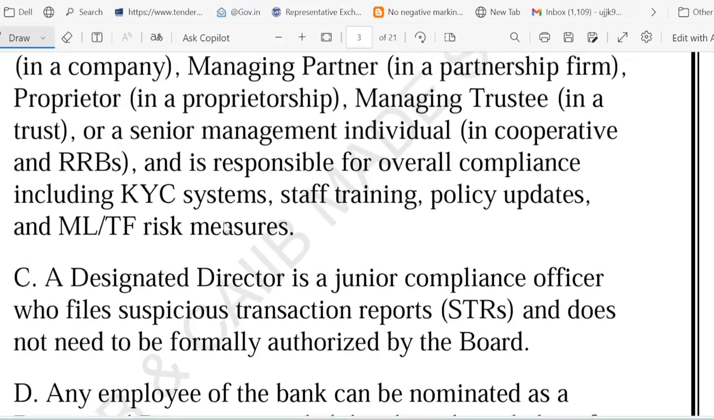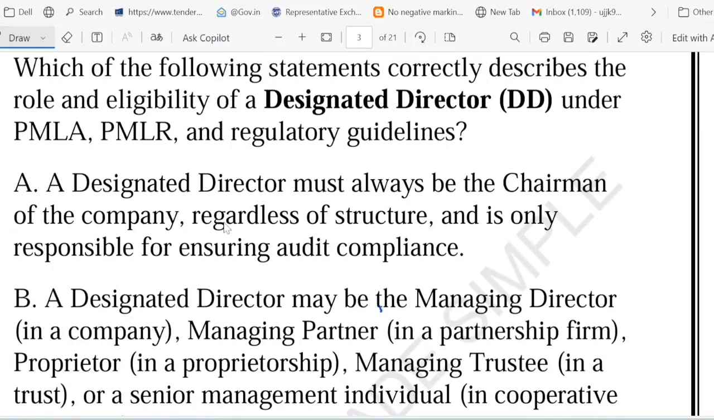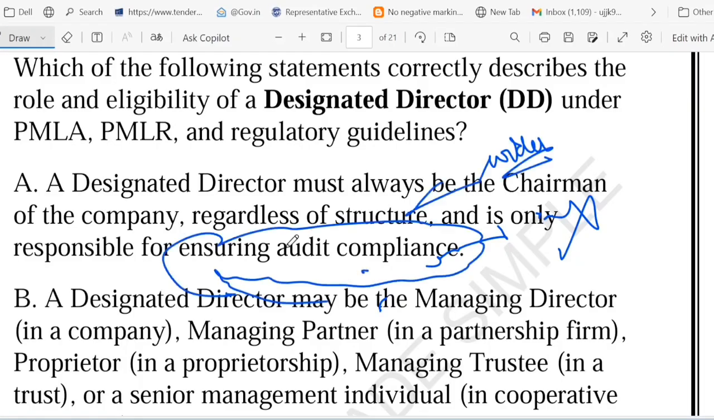What do you think? Let's go through each and every option. First of all, let's start with option A. Option A says that the DD must always be the chairman. This is wrong. The DD is not always the chairman. It depends on the type of organization. And the DD's role is much wider than just audit. It's all about full compliance with PMLA, KYC and AML systems.